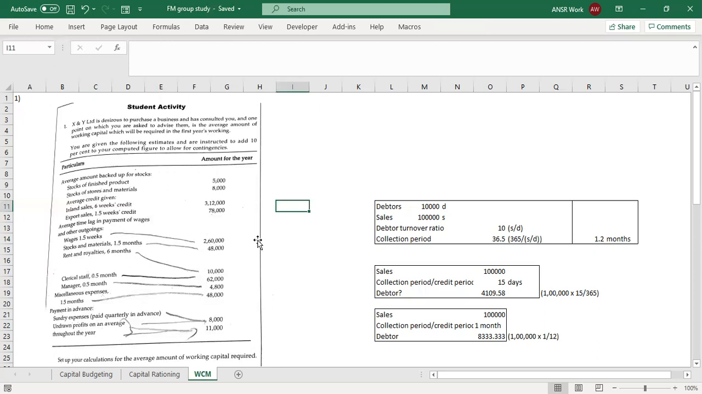Okay. Average time lag in payment of wages and other outgoings. So you have to tell me first what is this item and whether it's a current asset or current liability. Liability. Absolutely correct. It's a liability. And what are the item names? Wages, stock and material. Creditor. No, there is an accounting name for it. You are familiar with it.